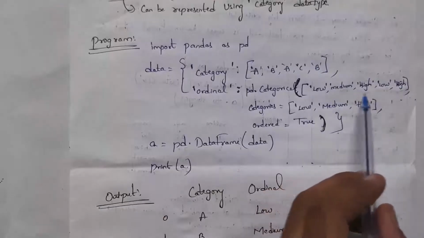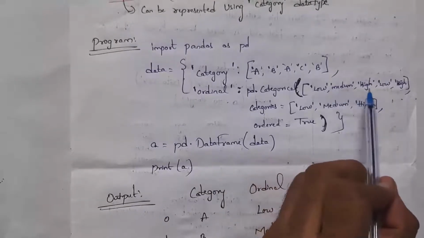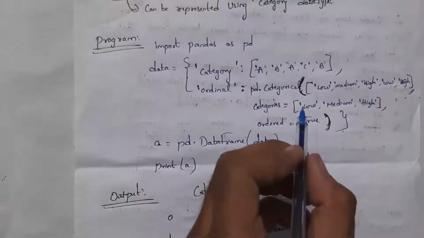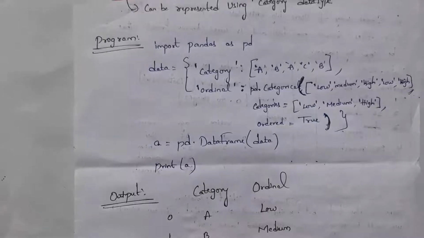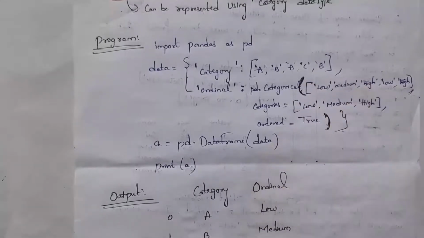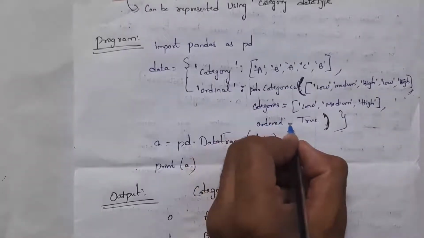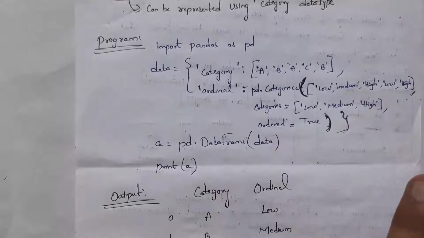If you observe this, in total there are only 3 categories. One is low, the next one is medium, and the next one is high. So write here categories equal to low, comma, medium, comma, high in a list, comma. These are in a particular order. First is low, next medium, and next is high. So I am writing here ordered equal to True. Close this bracket and close this dictionary by closing the curly braces.